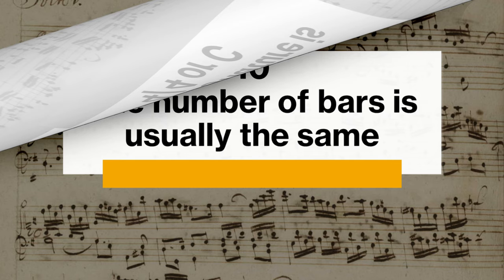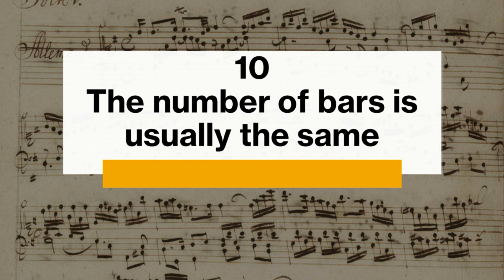10. The number of bars is usually the same. Each section should have at least 6 measures, usually 8, but not more than 16. If one section consists of an uneven number of measures, it is not always a mistake, like in the Allemande of Johann Sebastian Bach's Partita No. 6: 8 bars in the first section plus 12 bars in the second section.